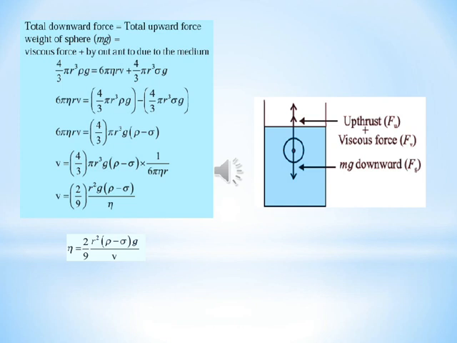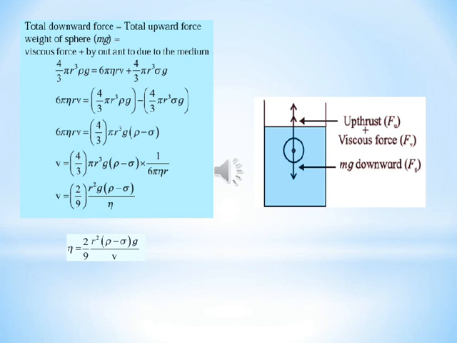So by taking 6πηr to the other side, we can get the value for v. So what will v be then? v will be 4/3 πr³g (ρ − σ) into 1 divided by 6πηr. By cancelling out the terms which are common, we get the value for v. The value for v is 2/9 r²g (ρ − σ) divided by η.